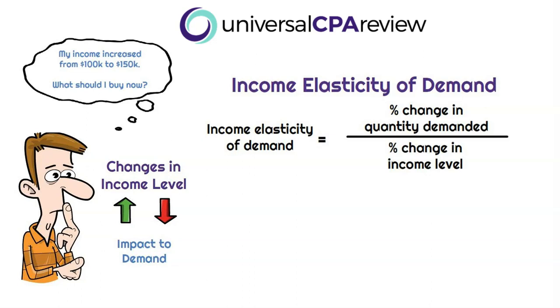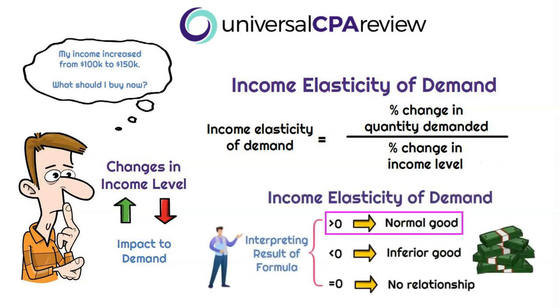Because there's going to be certain products that now I might buy because I have more money, and certain products I no longer buy because I have more money, right? Or maybe it doesn't impact anything at all. So the formula for the income elasticity of demand calculation is just equal to the percent change in quantity demanded divided by our percent change in income level. So we'll either end up with a positive number, a negative number, or something that's equal to 0, right?